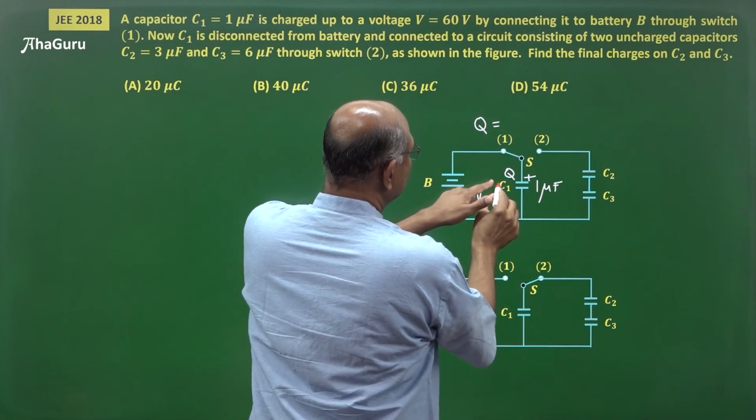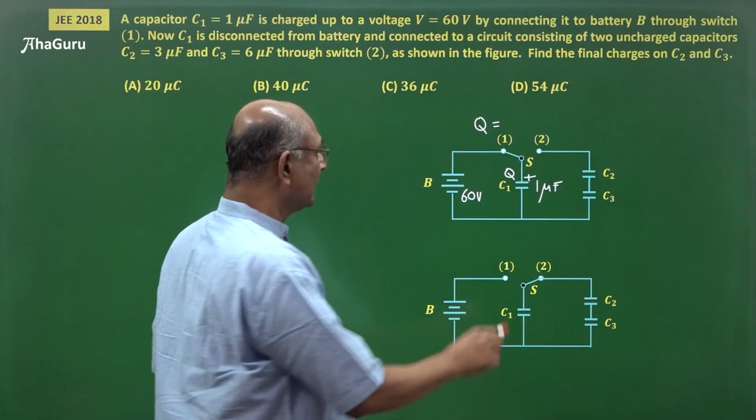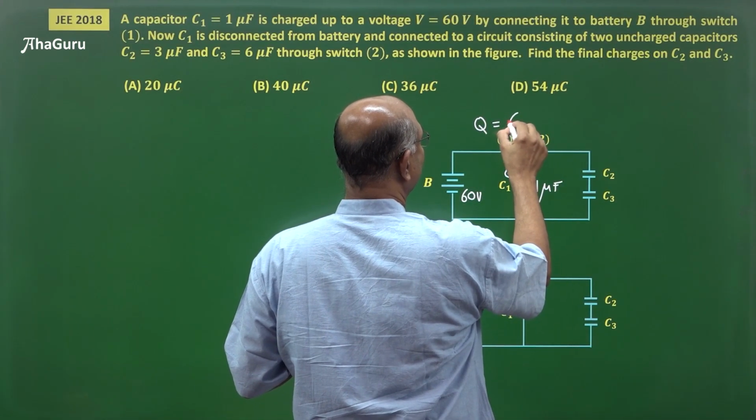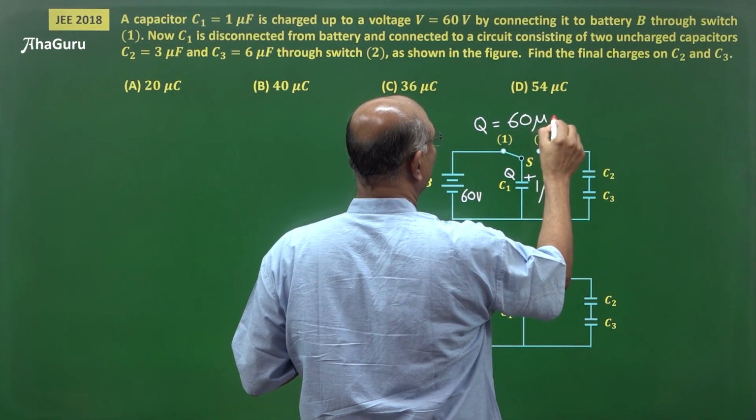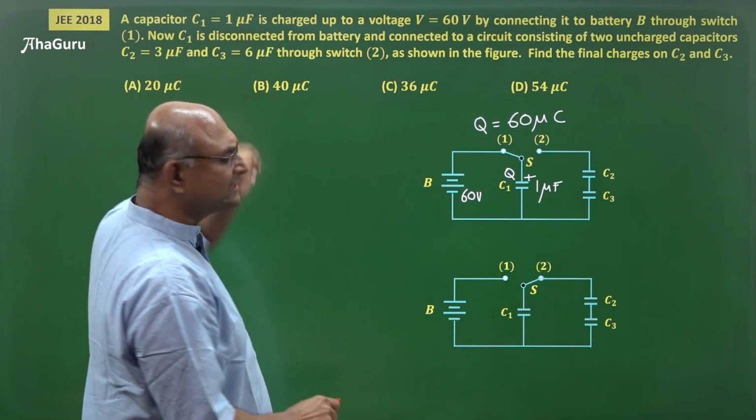Q equal to C1 into this potential drop. So 1 microfarad into 60 volt. So 1 into 60 is of course 60. So you're going to get 60 microcoulomb. So that will be the charge on this plate, right? That is the initial state.